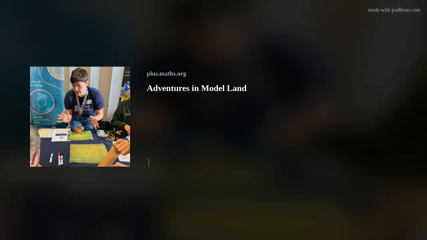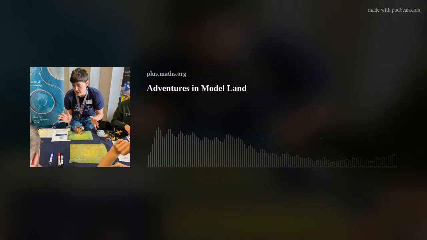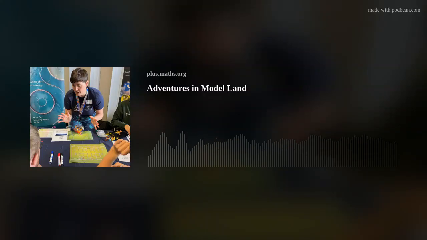And Chris, Jess talked about this idea of adventures in model land that you've all been developing together. I love your description that I read of one of your model lands, the flood world. Can you talk us through how you think modelers like yourself can use this kind of framework of adventures in model land that you've developed?